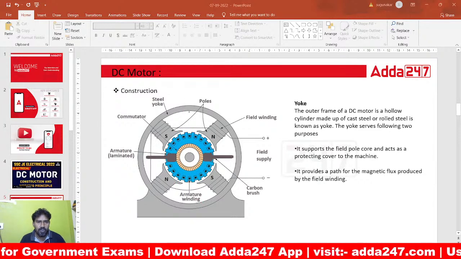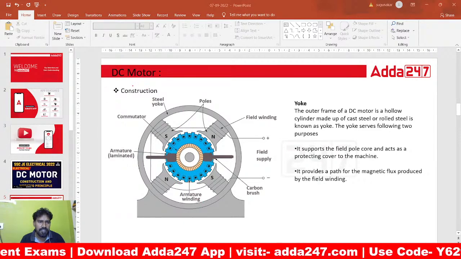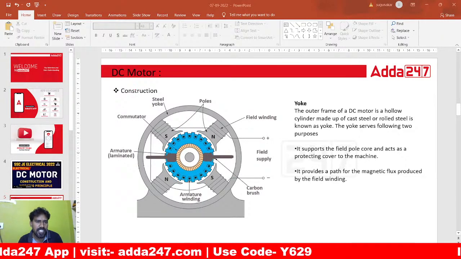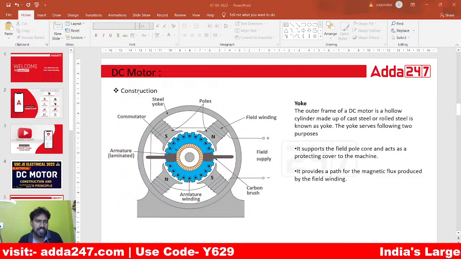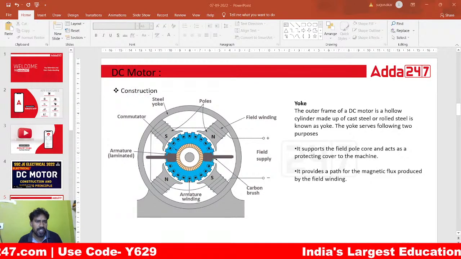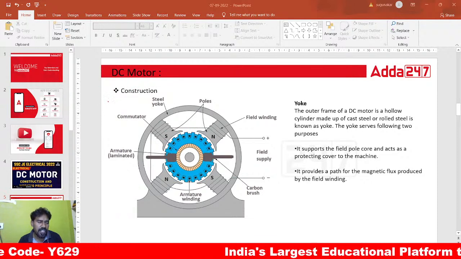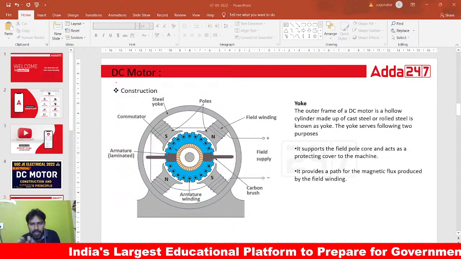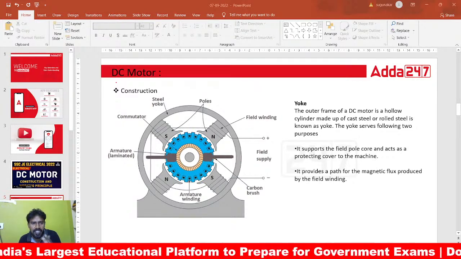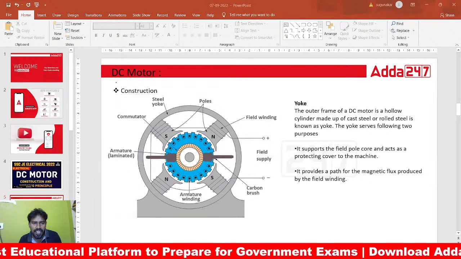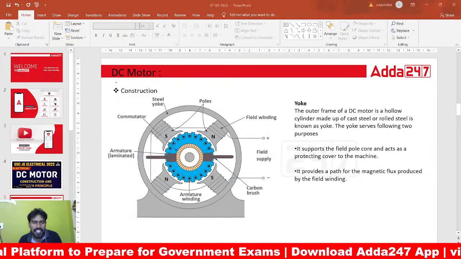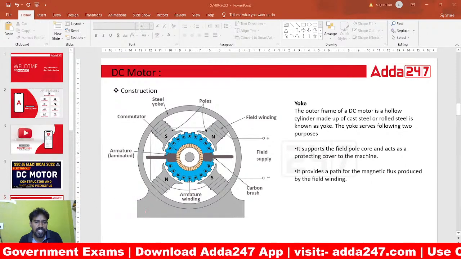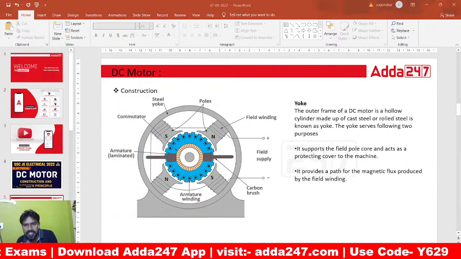See here, we are providing supply to the field winding. The flux is produced in the field. That is field flux, so we can call it phi f, or sometimes phi field. This flux is linking with the armature conductors. According to Faraday's law of electromagnetic induction, when flux links with the conductor, or flux cuts the conductor, then EMF is induced in the conductors.